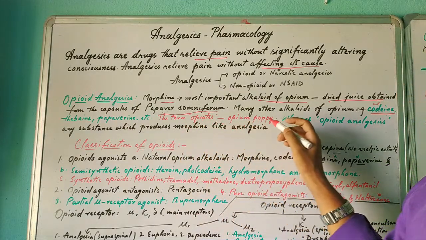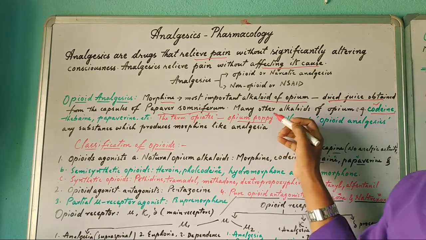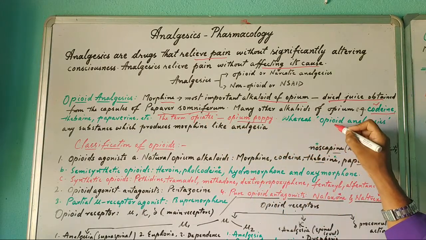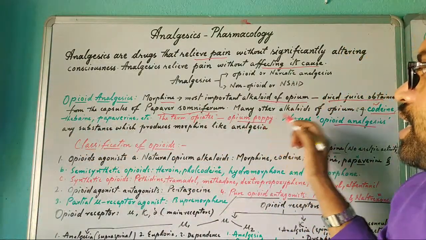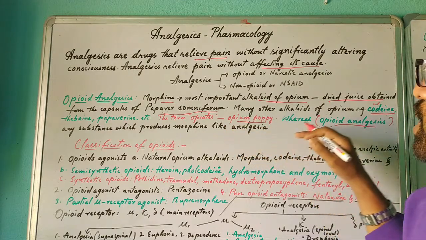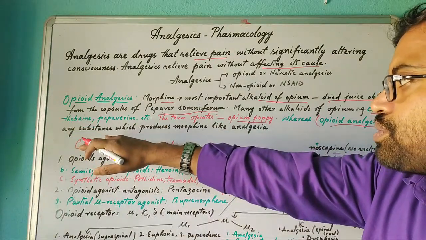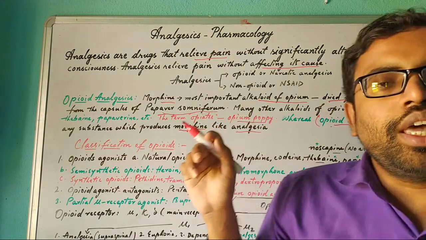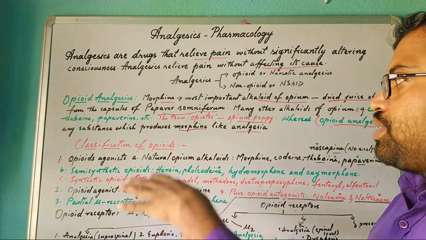The term opiates came from the opium poppy, the plant name from which it came. Whereas opioid analgesics denotes any substance which produces morphine-like analgesia. What does this mean? It means any substance which reduces pain like morphine. That is why those are called opioid analgesics.